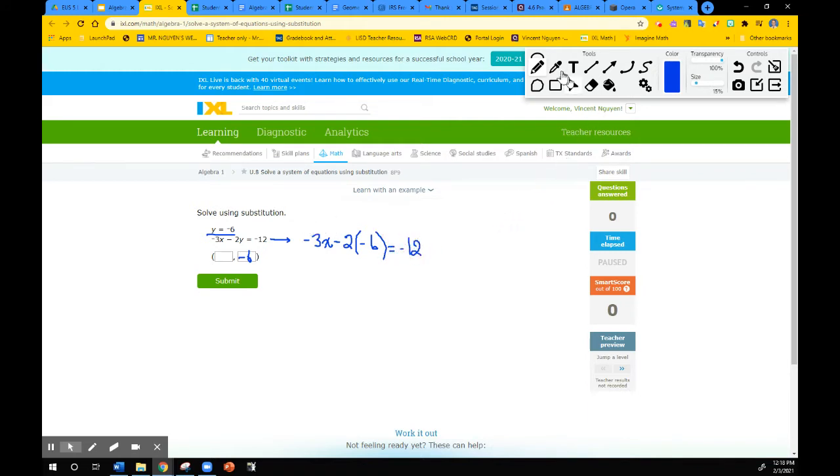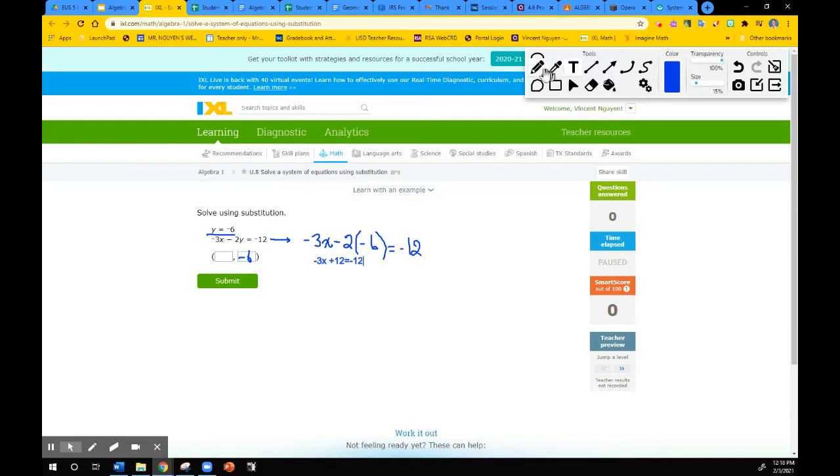I'm going to type because I think I can type a little bit faster than I write. So this will be -3x, oops, that's positive. -3x, sorry. And now be careful here. You're going to take -2 and multiply it by -6. That's actually going to give you a +12 answer equal to -12, okay?